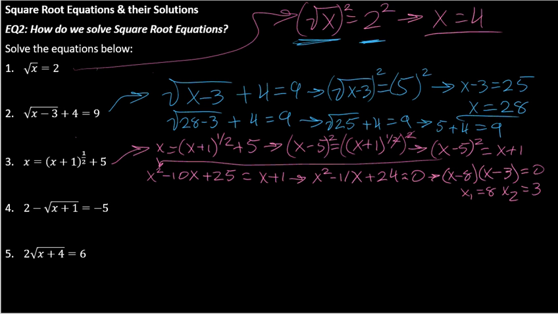Only one of these will be the right solution, okay? So if I take x1, let's start there. So I'm going to take the 8. So 8 plus 1 raised to the 1/2 plus 5 should be equal to 8. 8 plus 1 gives me 9. 9 to the half power gives me 3. And 3 plus 5 does, in fact, give me 8. So this is my solution.